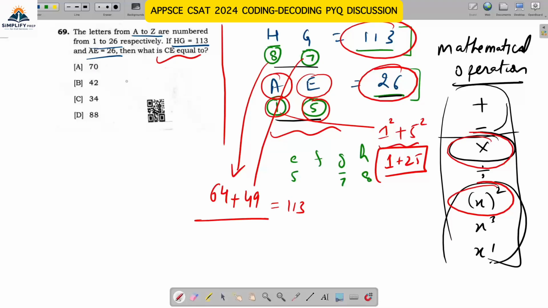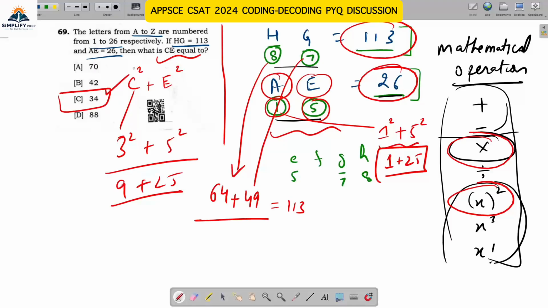Now you can tell for CE also. C is the third position, E is the fifth position. C square plus E square, add both of these. 3 square plus 5 square, that is 9 plus 25, that is 34. All right.